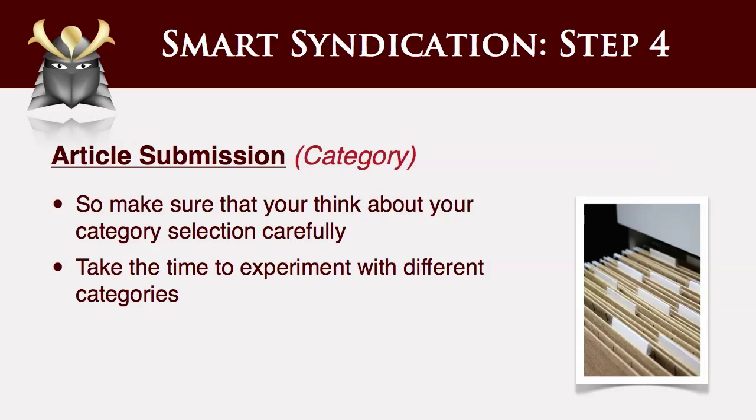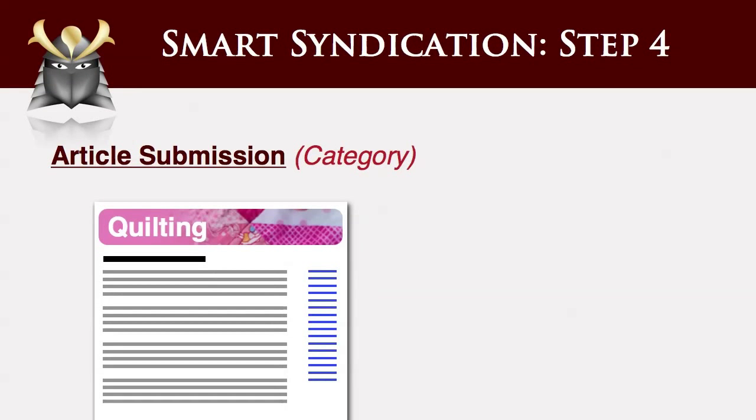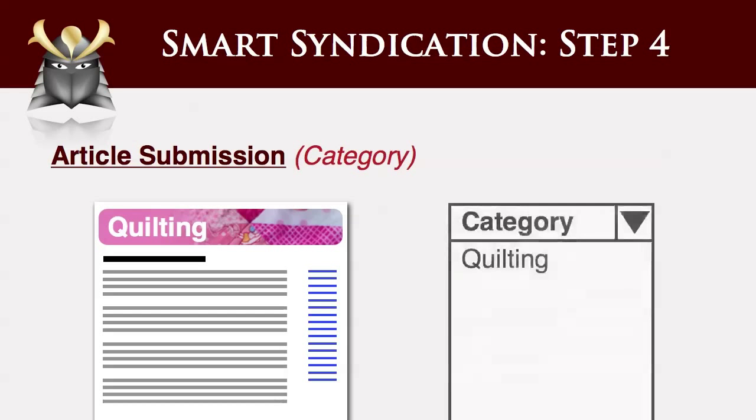Also, make sure that you take the time to experiment with different categories. You might want to try both broader categories to get greater syndication and reach a wider number of sites, or more specific categories to get more targeted, higher quality links. For example, if you have a website about quilting, you might want to experiment with the quilting category, as well as the crafts category, or even the hobbies category, to see which brings you the best results.